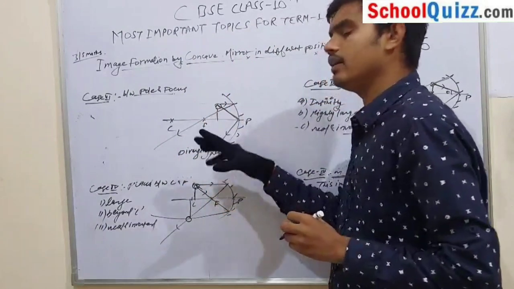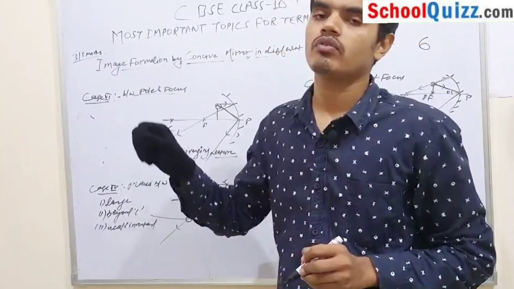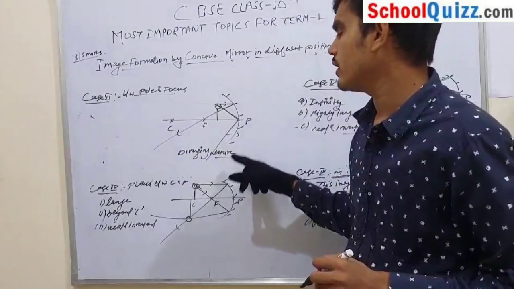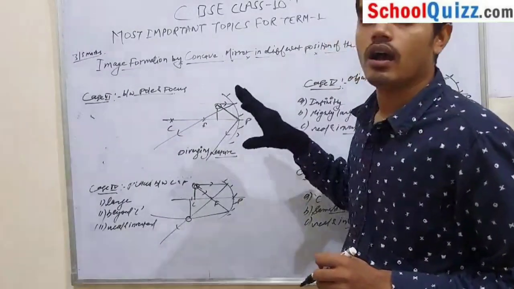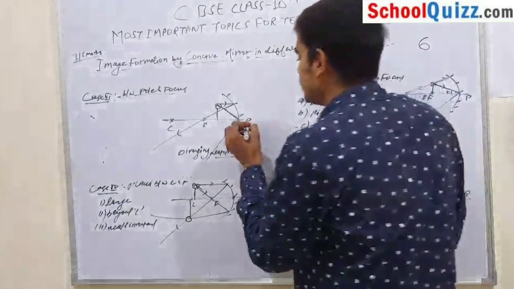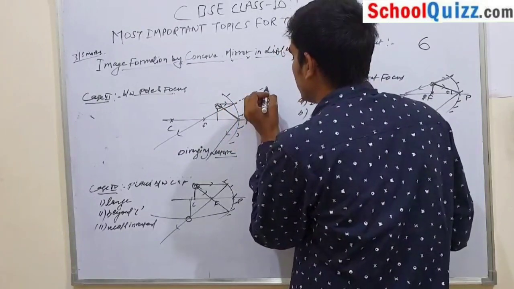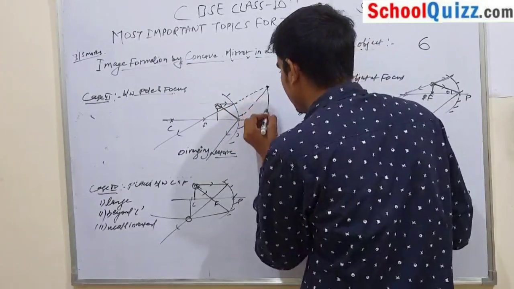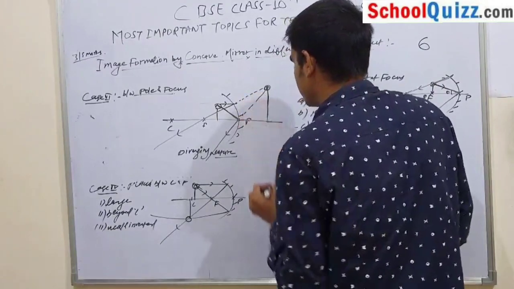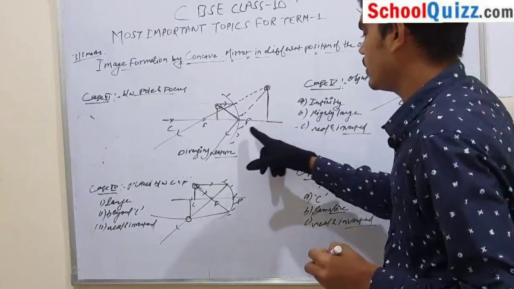So these rays never meet, and if these rays never meet, then an image will not be formed in the real world. But what we assume here is that these two rays appear to meet in the virtual world. If these rays meet there, then your image will be formed behind the mirror.